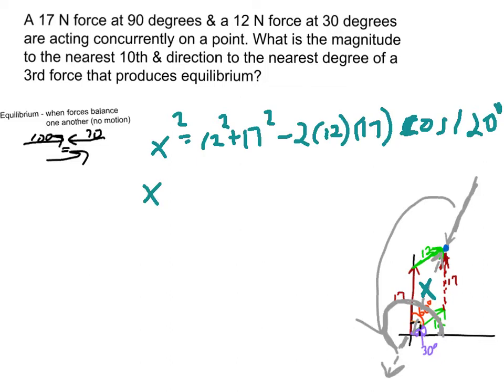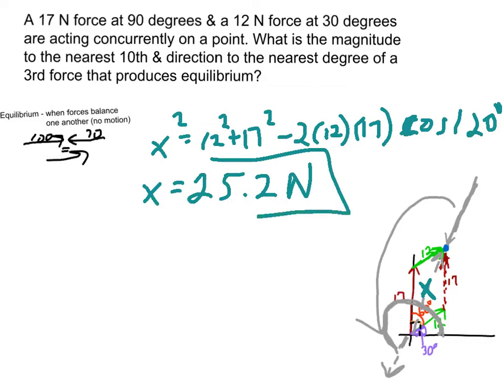You can solve for x, hopefully, and you'll get a value of 25.2. And what are we talking about? Newtons? We have 25.2 newtons. That is the force that we need on the equilibrium vector to attain equilibrium, if you will.